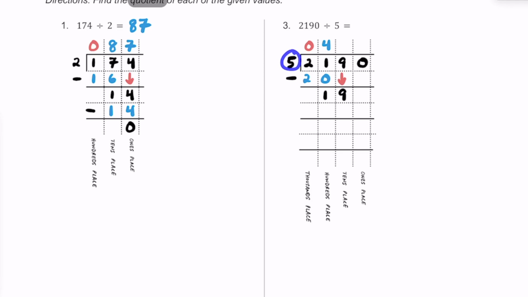So how many times does 5 fit into 19? So 5 times 3 is 15. 5 times 4 is 20, which is too much. So let's go with 3 here. All right, let's go ahead and take this 3, multiply by 5. 3 times 5 is 15.